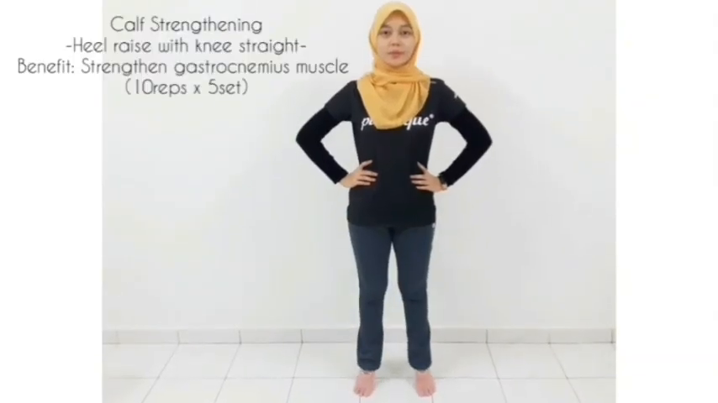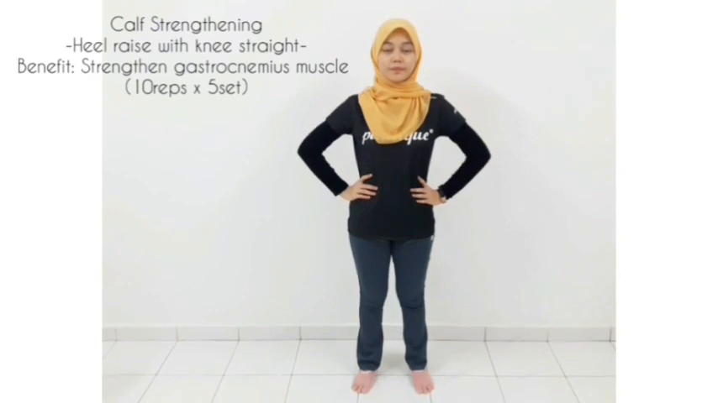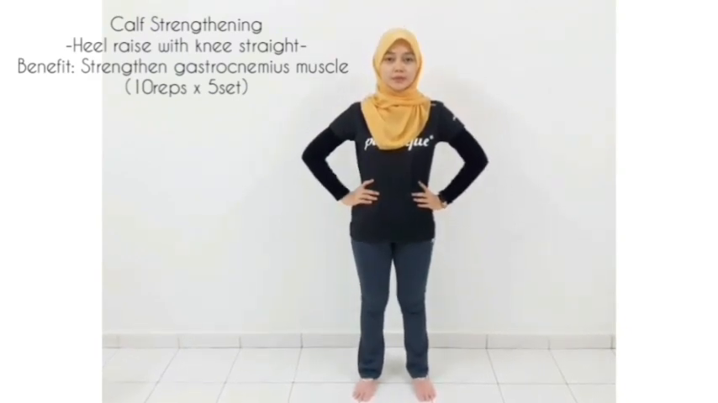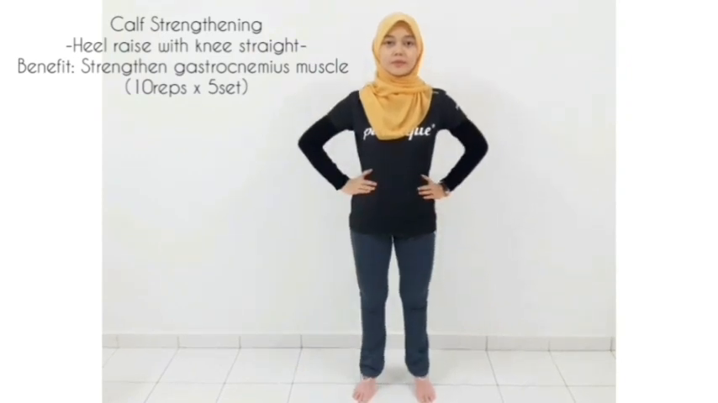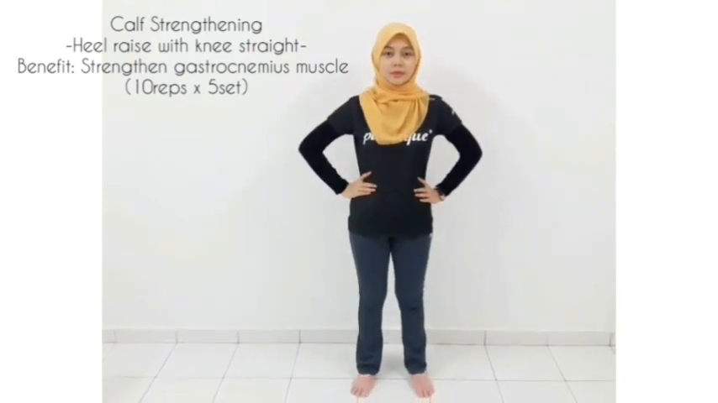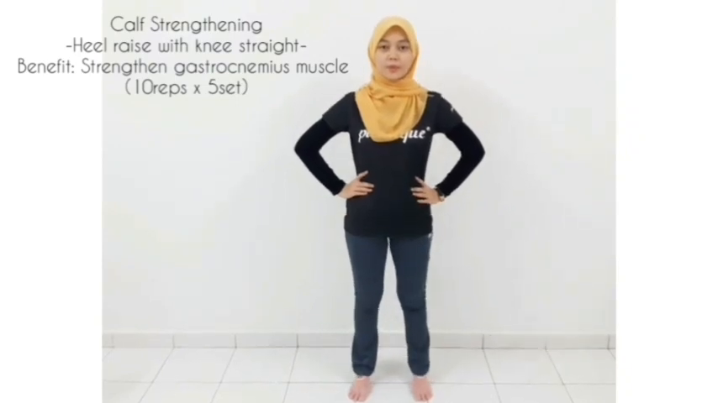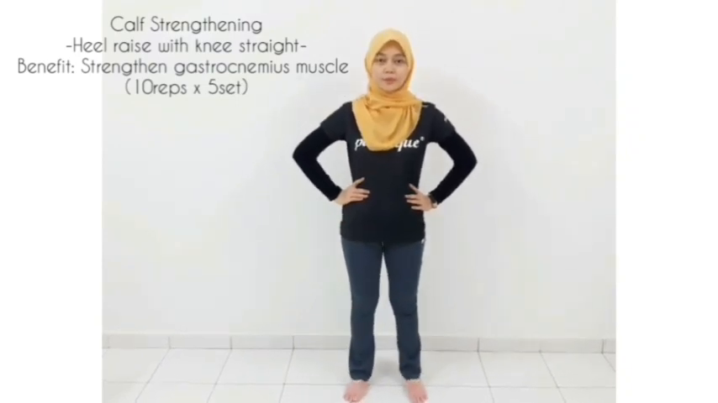Exercise 5, heel raises with focus on gastrocnemius muscle strengthening. Zip the core up, inhale ready, and exhale, transfer your bearing to the front, lift up your heels, and return down. Avoid the knees from flaring, keep it straight and feel the contraction on your calf, the gastroc muscle.